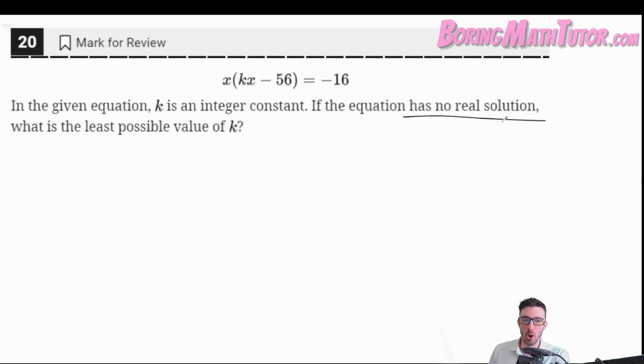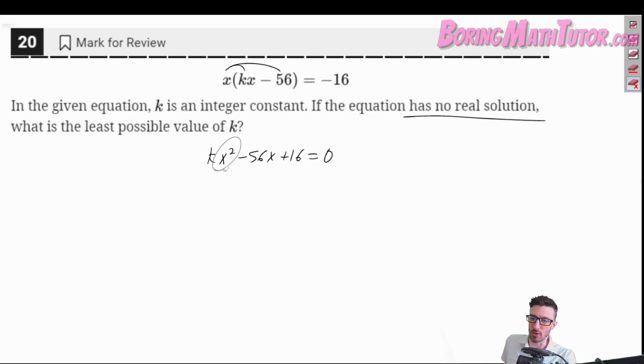They want no real solution to this. Well, let's get started by distributing this, and that'll get me kx squared minus 56x. And then I actually want a 0 on the other side. So I'm going to do plus 16 equals 0. And I want that 0 on the other side because I've gotten x squared over here.